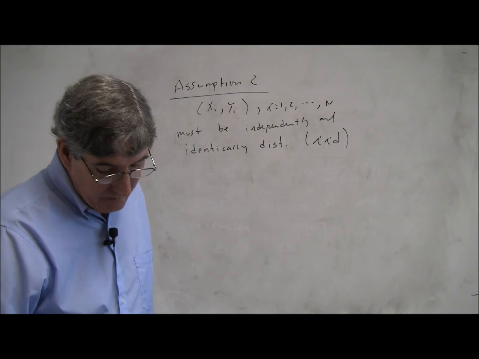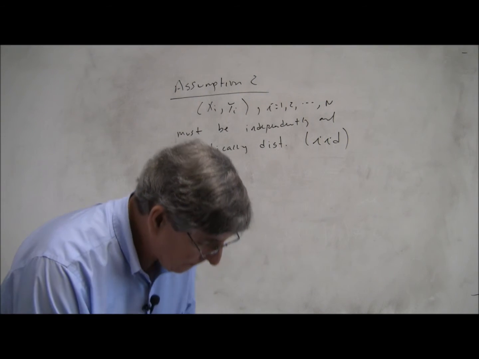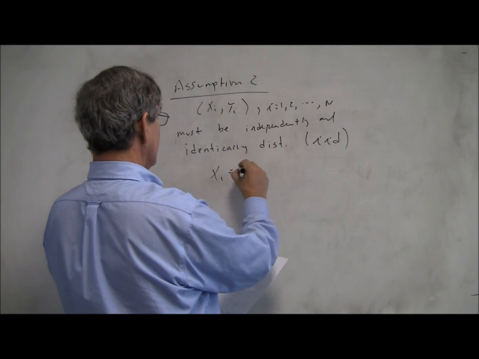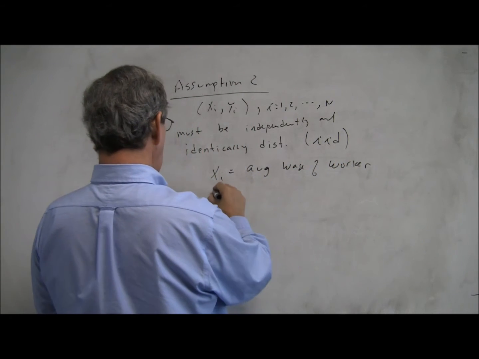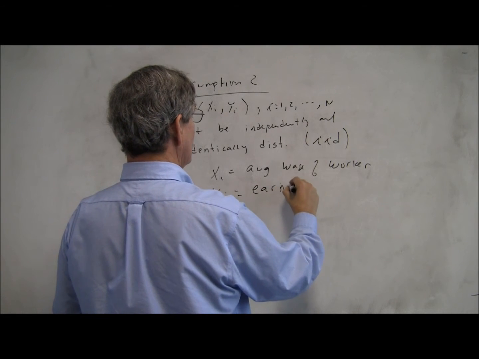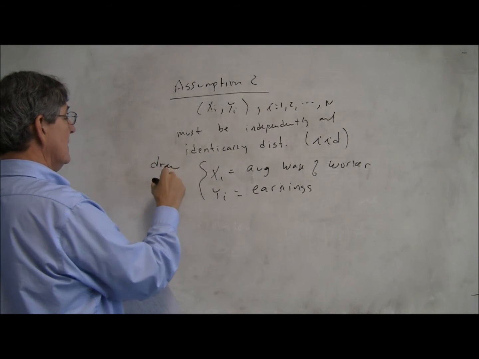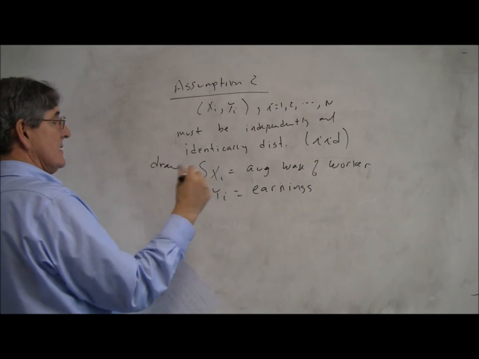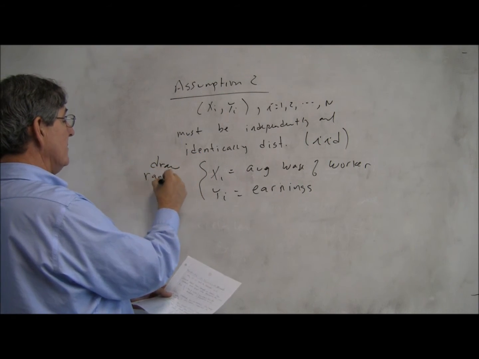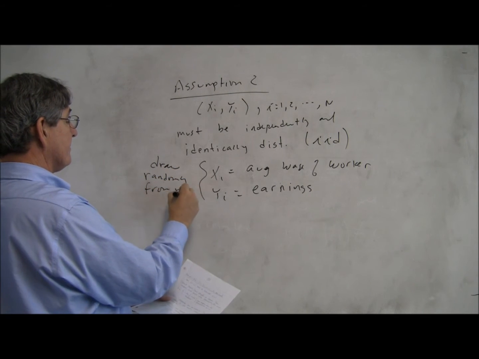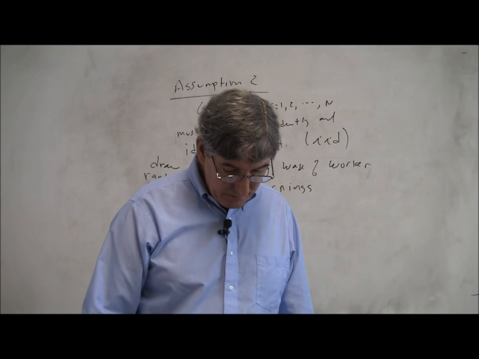So we want to draw randomly. Again, we need random draws from a large sample of population. So if xi is the average wage of a worker and yi is earnings, we want to know how earnings are related to average wage. We want to draw these pairs. We'll draw an individual, and he'll have these two characteristics, or she. So we draw this randomly from a population. If we draw randomly from the population, that implies IID. So the point is that we need a random draw from the population.